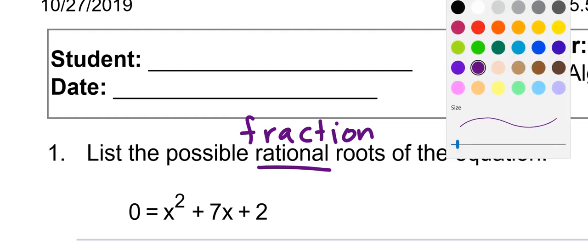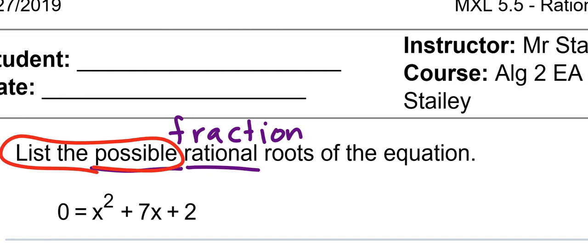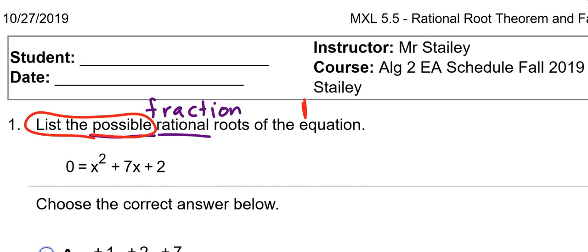You'll also notice in this question that they're asking you for a list of possible fractions. What they are not asking you for are the actual solutions to this question. Nowhere in this question does it say, give all the solutions to this question. It is only asking you to use a theorem called the rational root theorem. The rational root theorem is what they're asking me for.